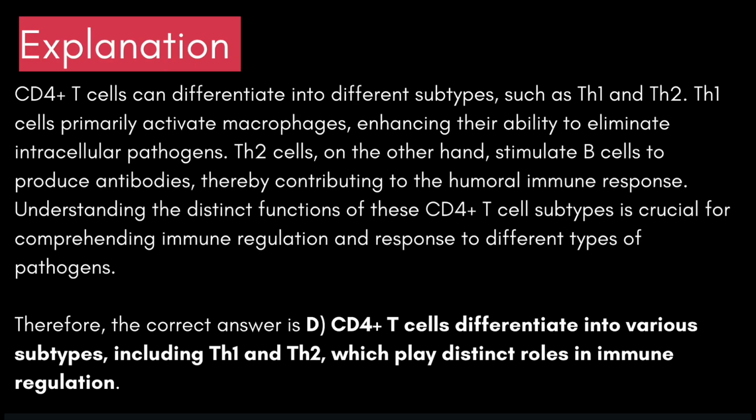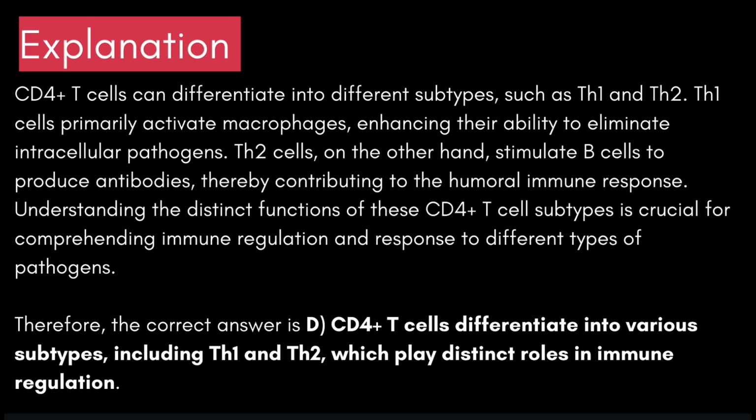CD4 plus T cells can differentiate into different subtypes such as Th1 and Th2. Th1 cells primarily activate macrophages, enhancing their ability to eliminate intracellular pathogens. Th2 cells, on the other hand, stimulate B cells to produce antibodies, therefore contributing to the humoral immune response. Understanding the distinct functions of these CD4 plus T cell subtypes is crucial for comprehending immune regulation in response to different types of pathogens. Therefore, the correct answer here is D. CD4 plus T cells differentiate into various subtypes, including Th1 and Th2, which play distinct roles in immune regulation.